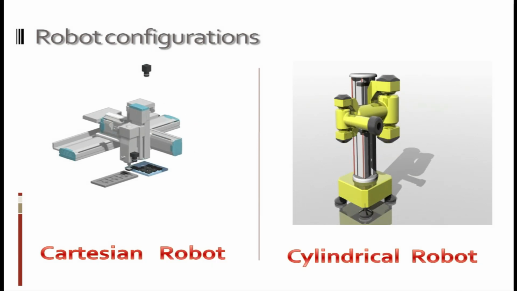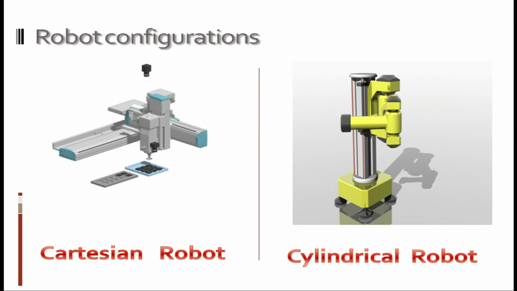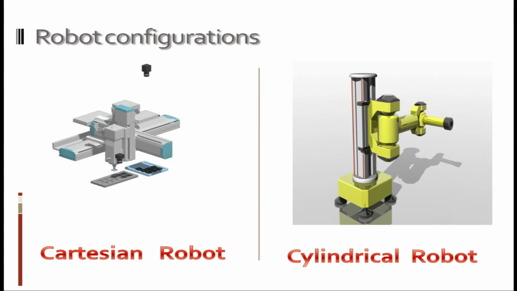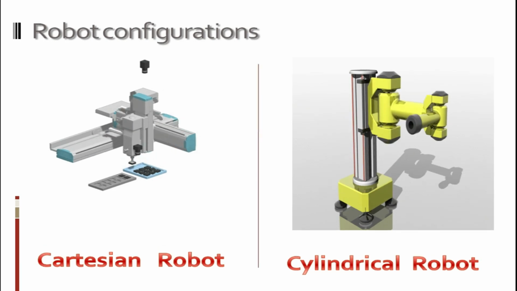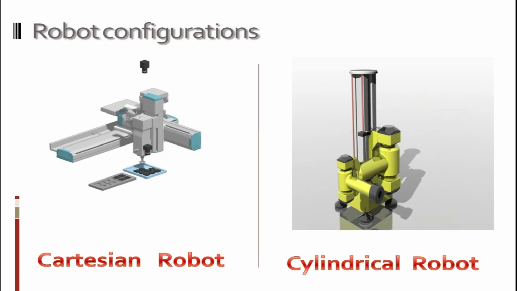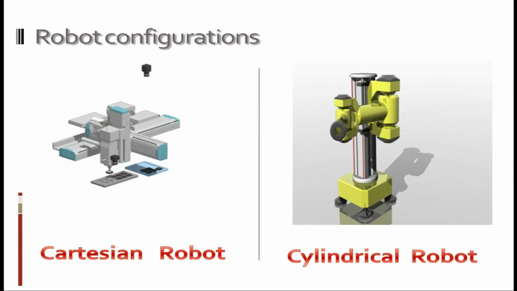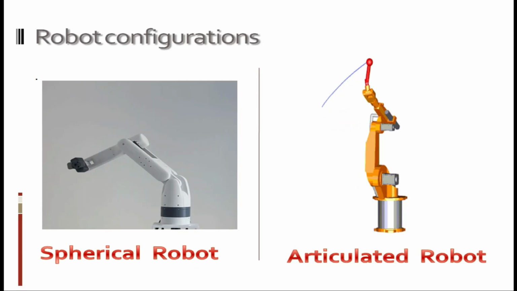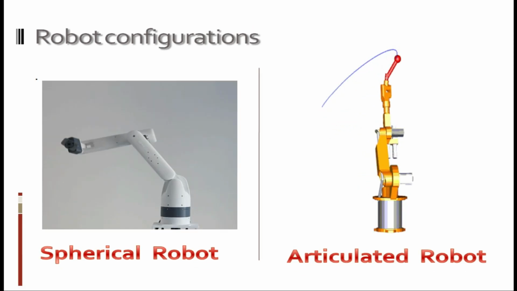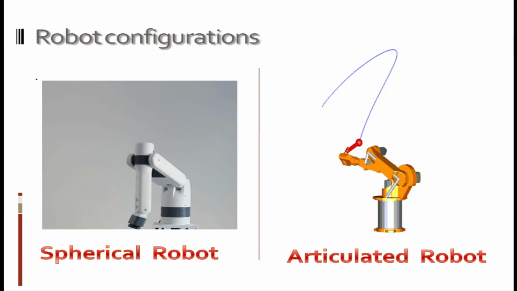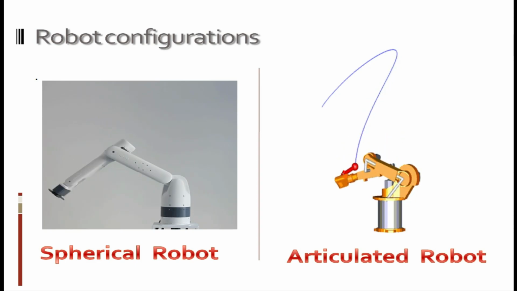Then comes the cylindrical configuration robot, whose workspace is a cylinder. Here you can see in the animation the robot is manipulating its arm in a cylindrical shape. And the third is the spherical configuration robot. Here the robot's workspace is a sphere. It can manipulate an object and work in a spherical environment.